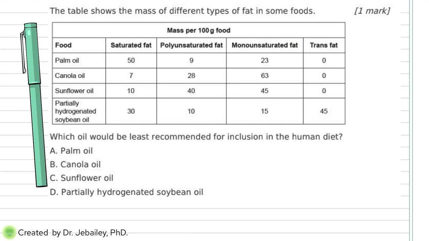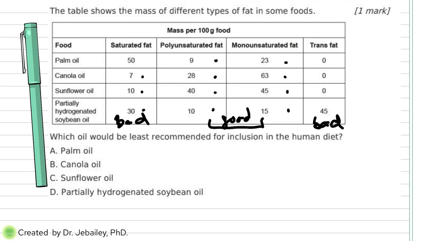So we have palm oil, canola oil, sunflower oil, and partially hydrogenated oil. This says there's 50 on the first, 70 on the second, 10, and 30. This is how much saturated fat it is. Then the polyunsaturated fat for each one, the amount of monounsaturated fats. Now remember that these two are the good fat, right? And this is the bad one. And then another bad one is trans fat, which is the worst one, okay? Just looking at them, we can see what are the good, the bad, what's going on.